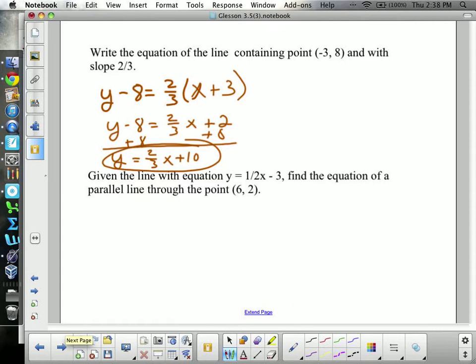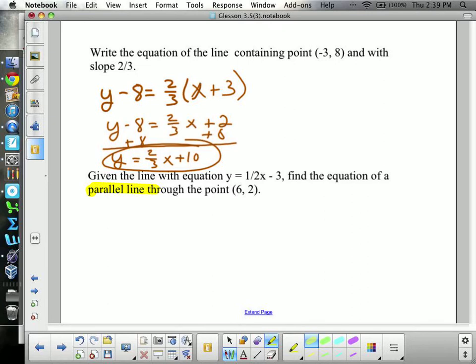Easy enough. Given the line with equation y equals 1/2 x minus 3, find the equation of a parallel line through the point 6,2. Again, we need a point and the slope, and this is why it's a good idea sometimes to have a highlighter with you when you're taking a test or a quiz. I might do this. Parallel line. Oh, that's telling me something.